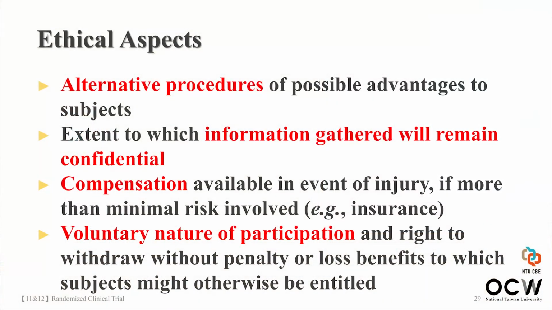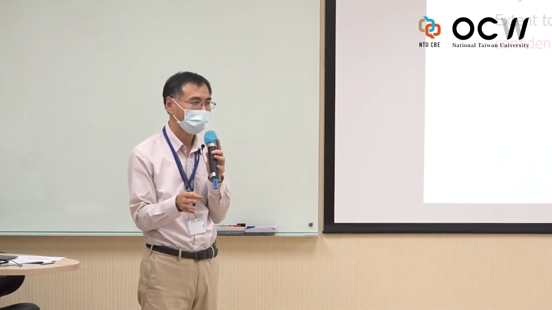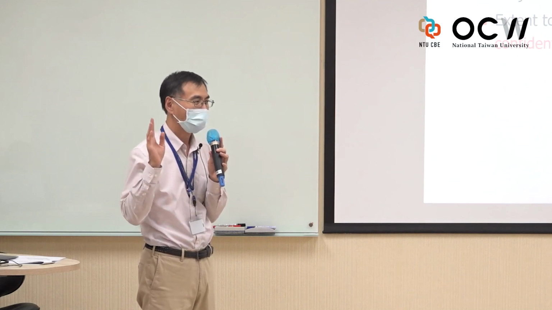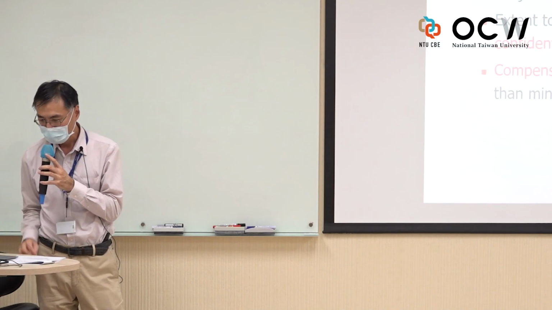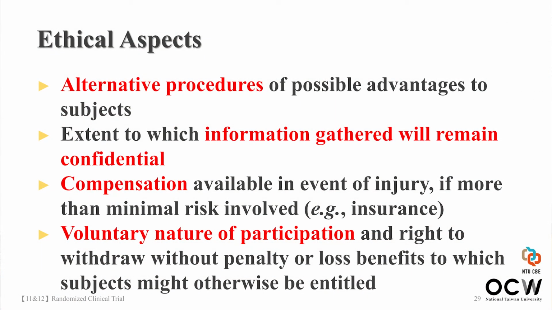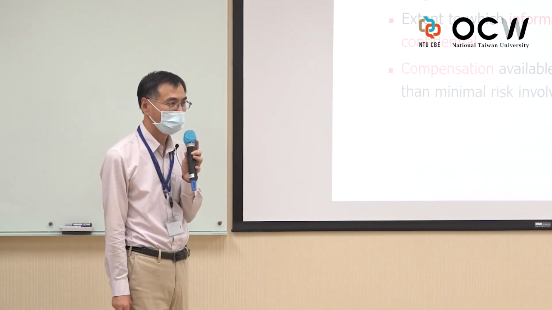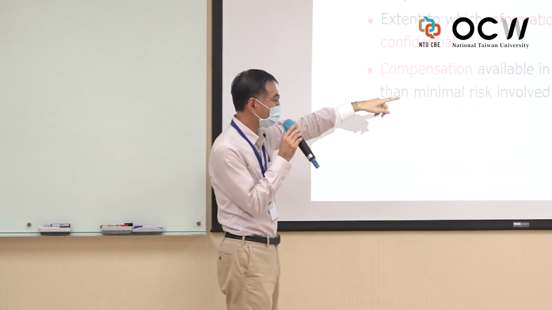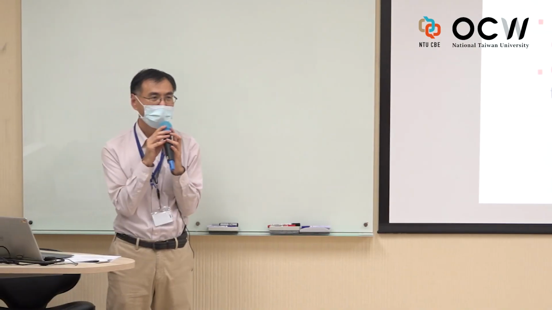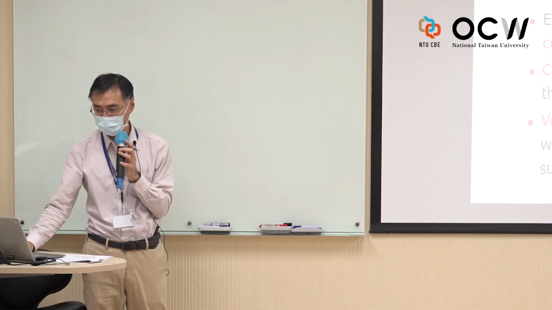And you have to tell them the extent to which information gathered will remain confidential, to make sure, again, that their identity will not be stolen. All the information about their existing diseases and everything should be protected as confidential. And then you have to tell them about compensation, generally money available in the event of injury, if more than minimal risk is involved. So in America, you might be required to buy specific insurance for the research, but it might depend on the state. I'm not so sure about it. Sometimes you are requested to buy insurance for extra medical needs for the participants. Even if they are in a placebo group, you have to buy insurance for them, which might cost a lot.